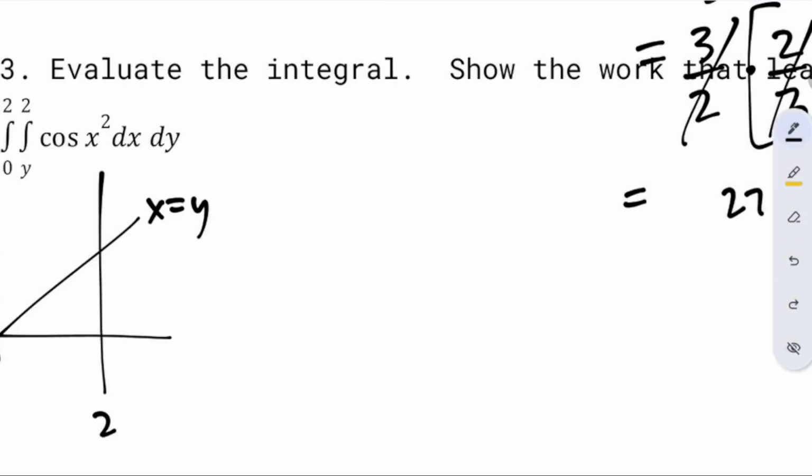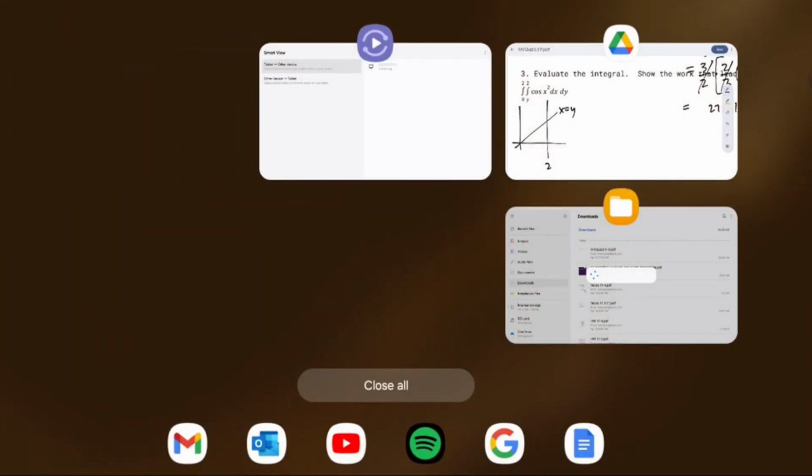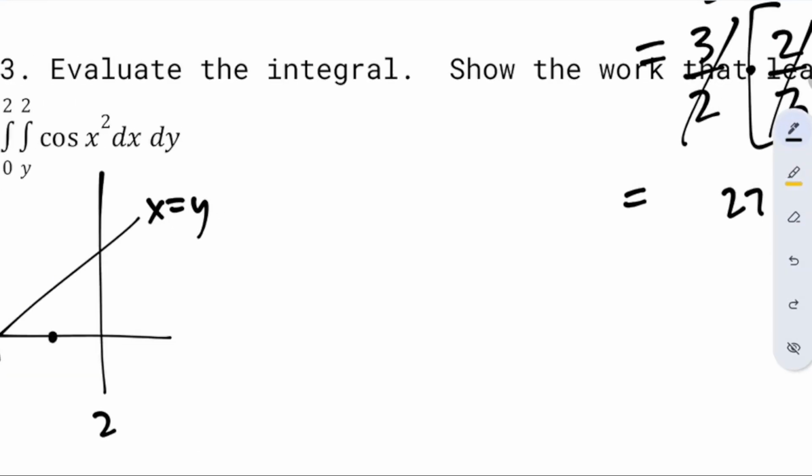If I want to reverse the order of integration, goodness, this is really frustrating. I don't like working on this program. This never happens when I use Samsung Notes.